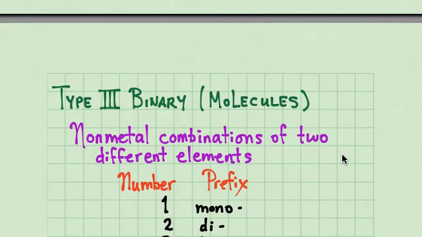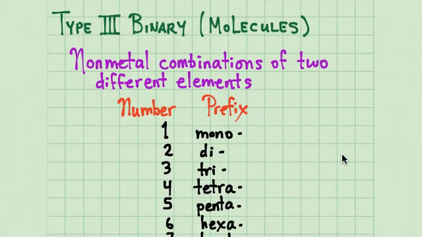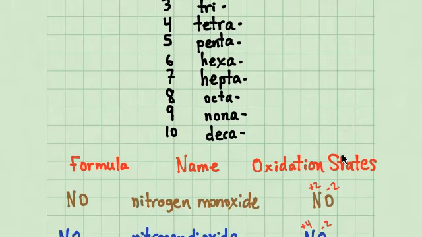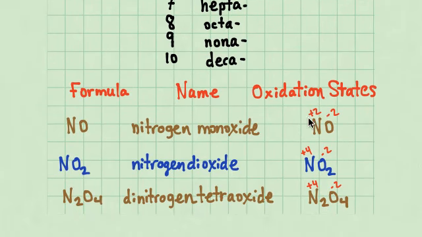Let me look briefly at type 3 binaries. We use these prefixes mono, di, tri, tetra for these all nonmetals, 2 nonmetals put together to make a molecule. And over here I listed the oxidation states. Nitrogen monoxide, 1 nitrogen, but we don't say mononitrogen monoxide, we just say nitrogen, implying 1, monoxide telling that I have 1. And that must be a 2 plus and a 2 minus. Oxygen is very electronegative and pulls its electrons to be a -2. That forces the nitrogen to be a +2.